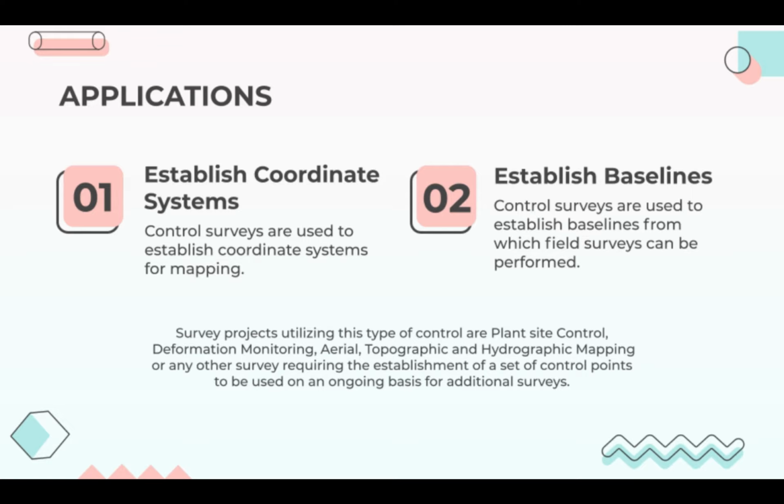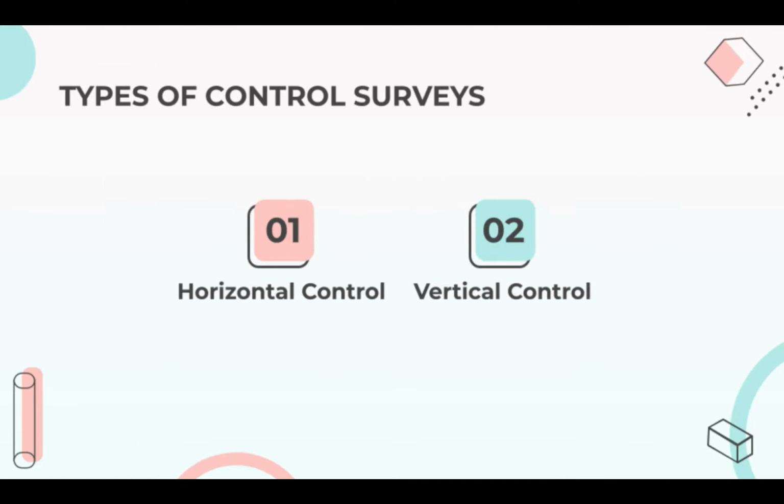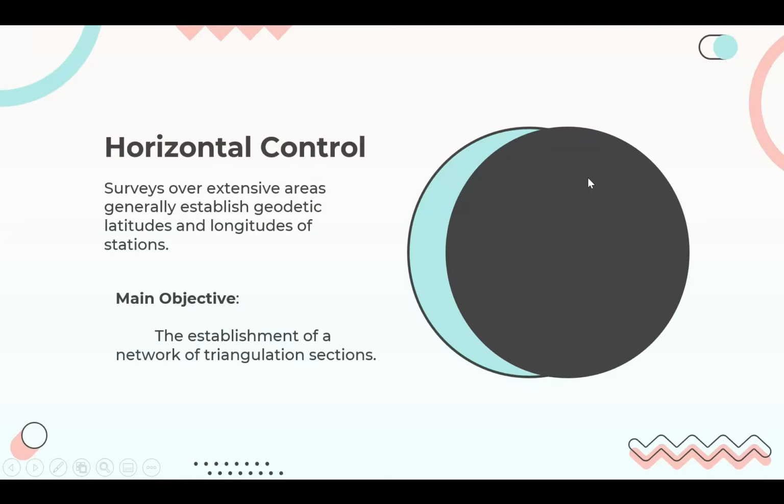The established stations of the system serve as the basis for originating or checking other subordinate surveys for engineering projects such as topographic and hydrographic mapping, planning, designing and layout of highways and railroads, and delineation of property or political boundaries. Control surveys can be divided into two general types, which are laid out in the form of a net covering areas to be surveyed, which are horizontal control and vertical control.